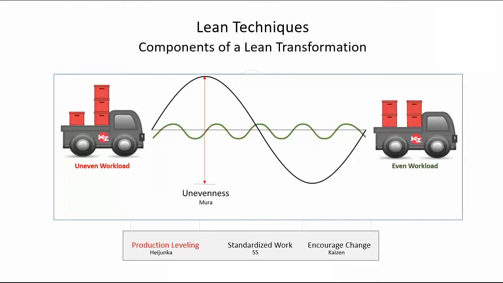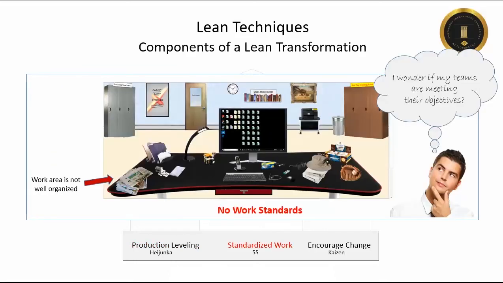The more we can reduce production schedule unevenness, the easier it is to manage the correct levels of material, equipment, and human resources. Another key ingredient to a solid foundation and an effective lean transformation is standardized work. Standardized work becomes a starting point for continuous improvement.